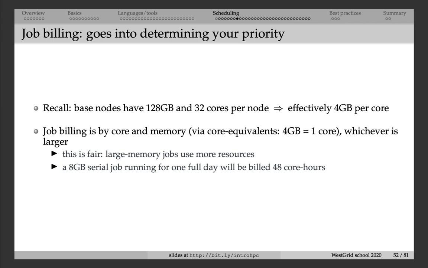The same idea applies to GPUs. For GPUs, you're going to request some number of cores, some amount of memory, and some number of GPUs. And it is the larger of these numbers that goes into your job billing.